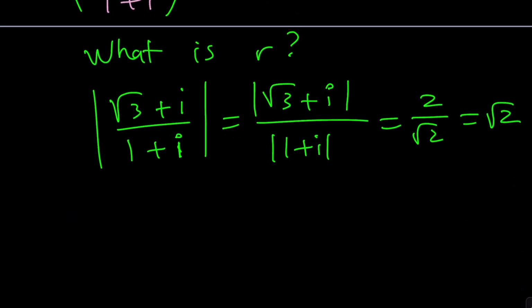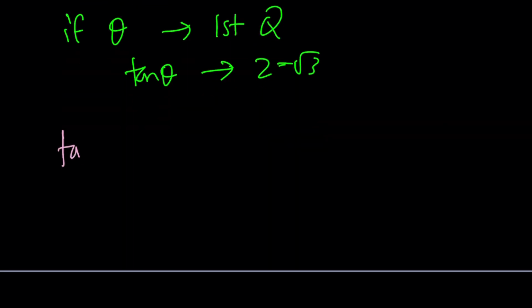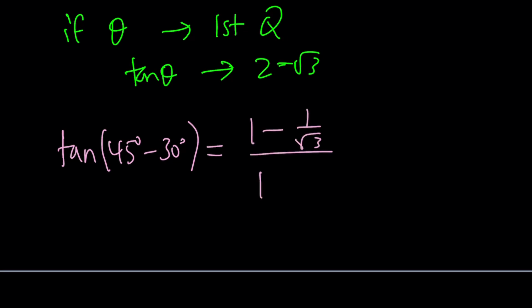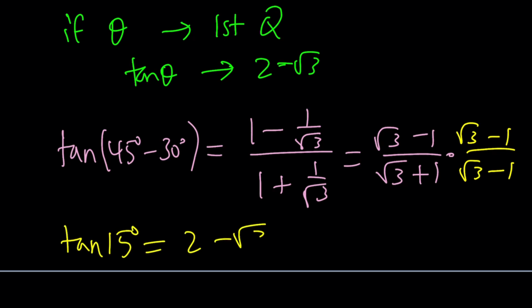If theta was in the first quadrant, then tangent theta would be 2 minus root 3. Does that look familiar? If it doesn't, I'll show you something. Okay, here we go. Ready? Tangent 45 degrees minus 30 degrees. Take a look. Tangent 45 is 1. Tangent 30 is 1 over root 3. And 1 plus their product is 1 plus 1 over root 3. This becomes root 3 minus 1 over root 3 plus 1. Does that look familiar? Yes. And now, after doing the conjugate, you're going to get tangent 15 degrees as 2 minus root 3. Wow, that's what it is.